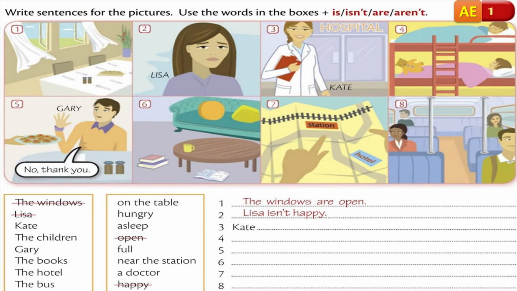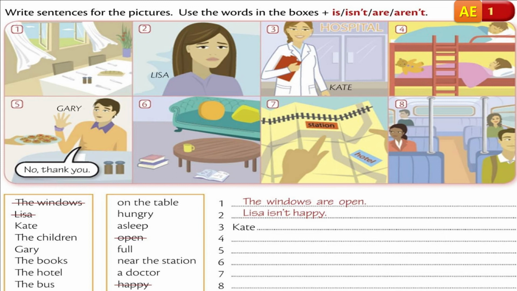Now, exercise number AE first. Write sentences for the pictures. Use the words in the boxes. Plus, is, isn't, are, aren't. Number 1. The windows are open. Number 2. Lisa isn't happy.